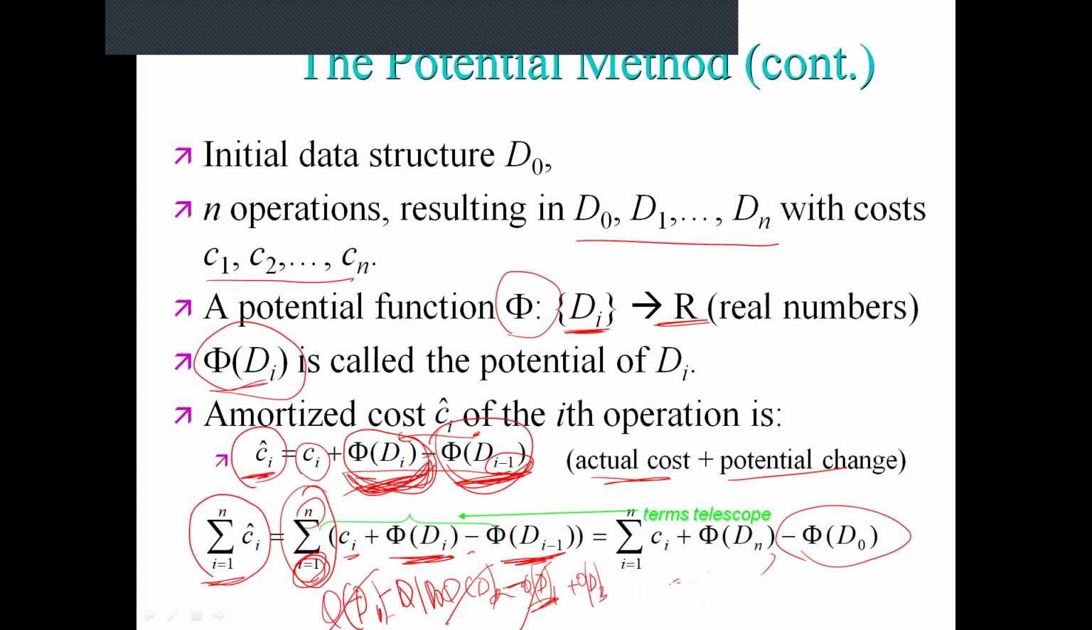A telescopic sum is something like this: when you expand this, finally you will have only these many terms left. So the summation of the actual cost plus the potential difference between the first state of the data structure and the last state, that is the end state of the data structure, gives you the sum. So amortized cost C hat will be nothing but the actual cost summation plus the change in potential energy of each state. So instead of doing each state, you can just take the difference between the first state and the last state.